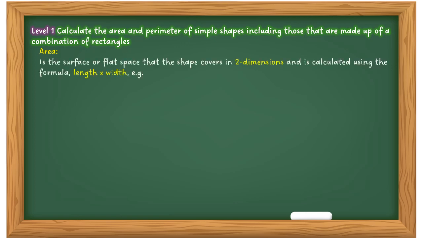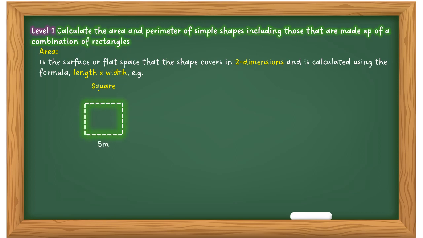So what is area? Area is the surface of a flat space, or the shape that covers it, in 2 dimensions. And it's calculated using the formula length times width. So in essence, anything with a straight edge, the starting point is length times width. You'll see later on when we deal with triangles or volume, you either deduct from that formula or you add to it. But we'll cover that in a moment or two.